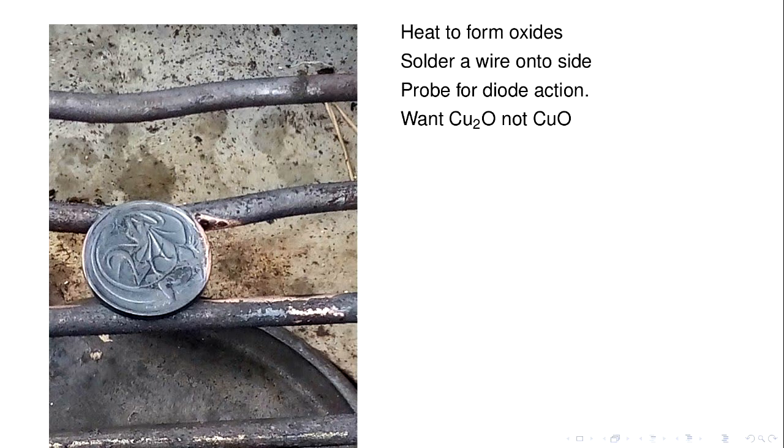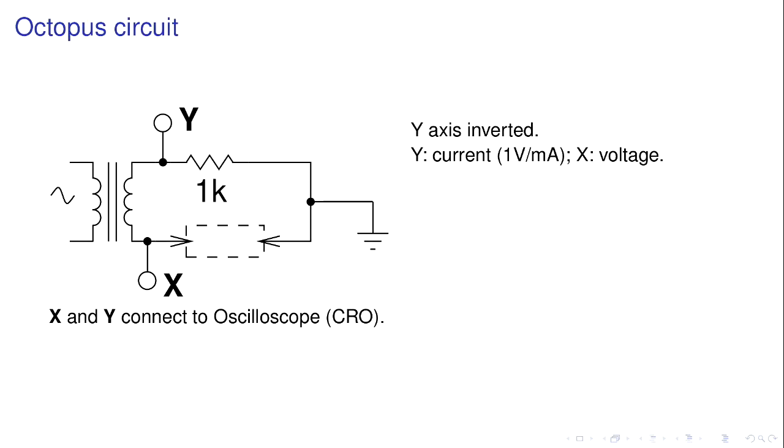So then, I have to try and probe that for diode capability. How do you probe it? Well, the easiest way is to use a curve tracer. If you go out and buy a curve tracer, it'll cost you, well, second-hand, maybe 600 US.